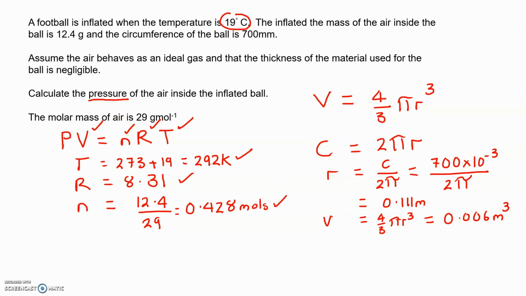So we've got everything that we need to calculate the pressure of the air inside the ball. We've had to work out the temperature, which is pretty straightforward, the number of moles, and then one or two stages to actually get to the volume of the ball. So if we rearrange that equation, pressure equals nRT divided by the volume.